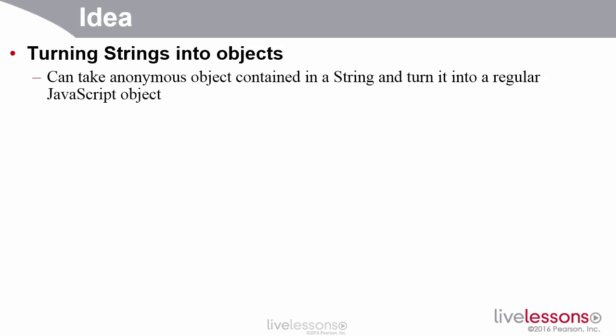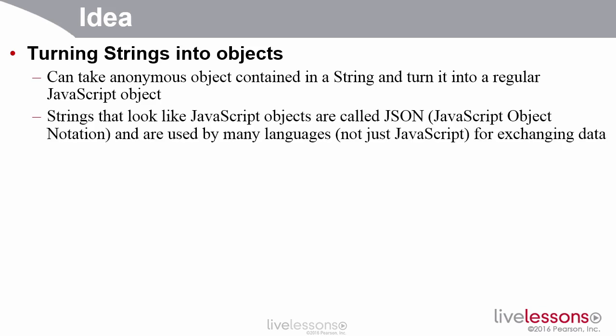So the idea is that you can take a string and turn it into an object. You can take an anonymous object inside a string, or another way of saying it is a string whose content looks like an anonymous object, and turn it into a real JavaScript object. Strings that look like JavaScript objects are called JSON, JavaScript Object Notation strings. And they've become quite popular as a data interchange format, not just in JavaScript.